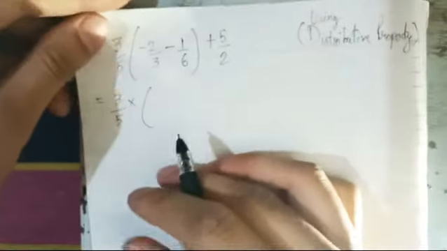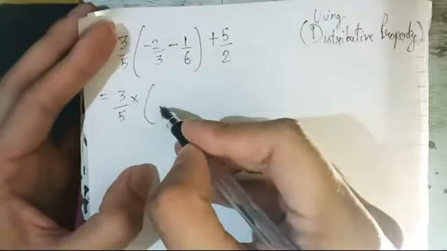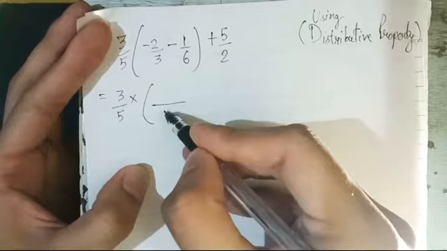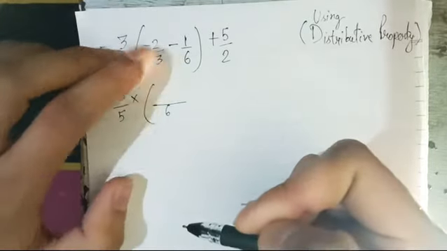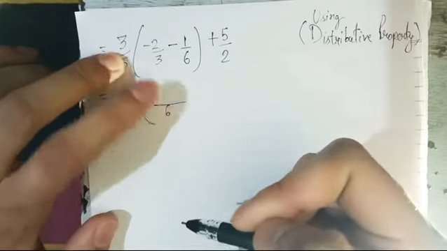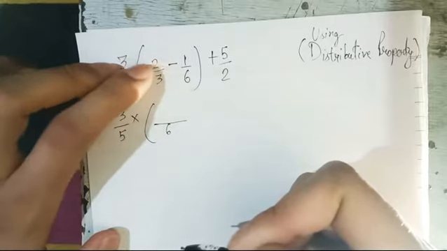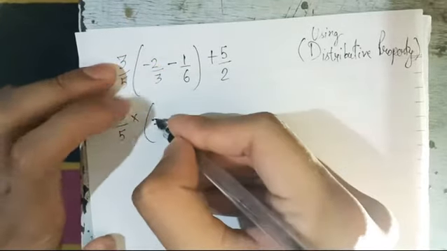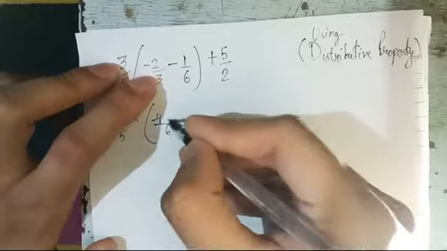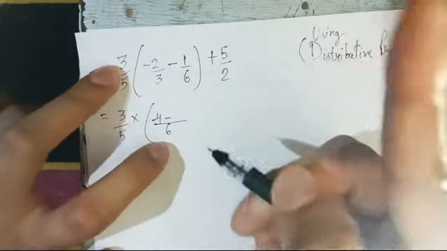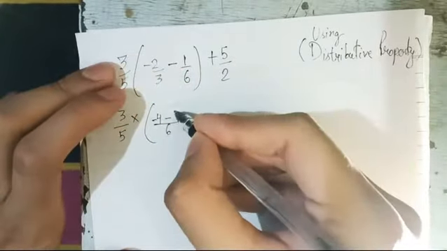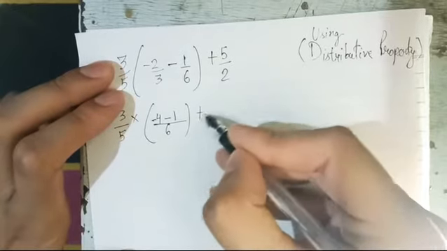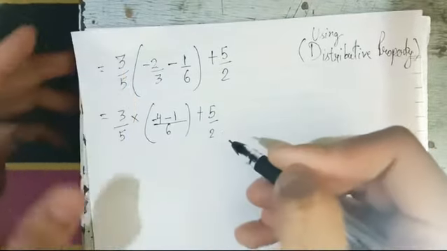Okay, now minus 3 upon 5 we have taken common. Now here I will take LCM. The LCM of 3 and 6 will be 6. Okay, 3 will divide 6 2 times, so 2 will be multiplied with the numerator, so it will become minus 2 into 2, minus 4. Then 6 will divide 6 1 time, and 1 into 1 is 1 only, minus 1 plus 5 upon 2.